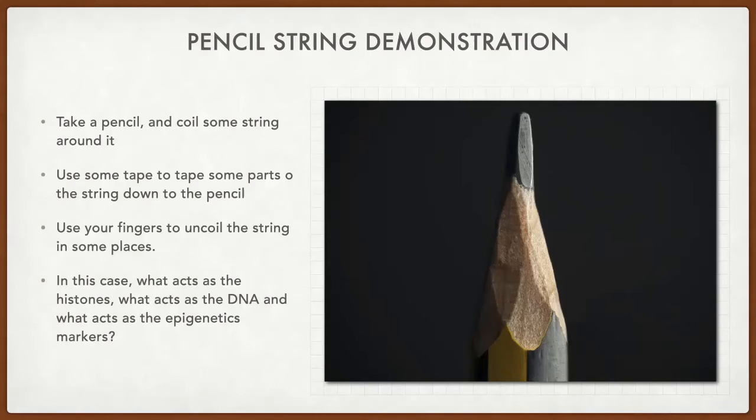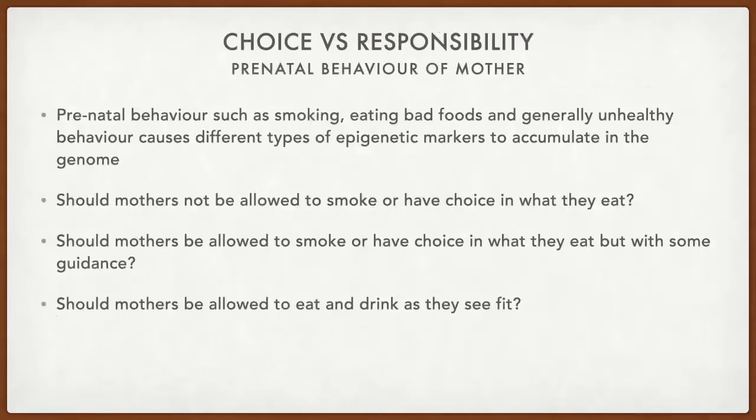So in this experiment, the answer to that question is that the pencil acts as the histones. The string represents the DNA, and then epigenetic markers condense the DNA, and this is modeled by the tape pushing it down.